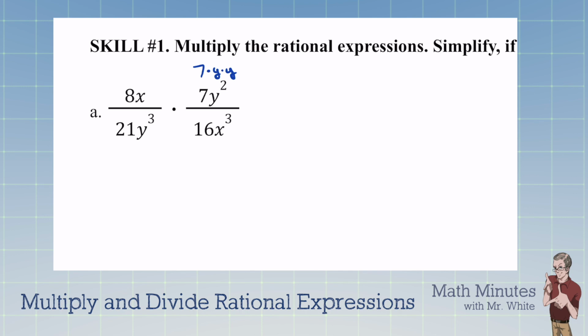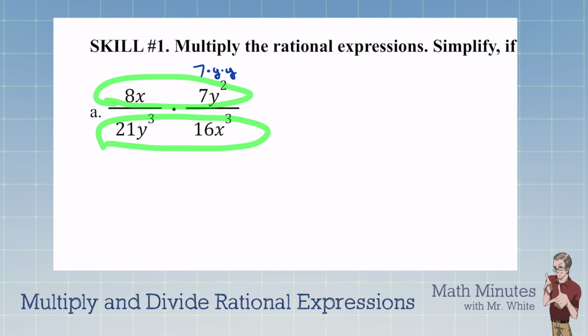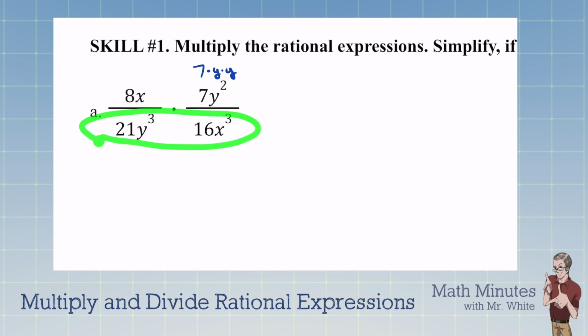The second thing was to cancel. Anything that's on the top that matches a factor that is on the bottom can be canceled. And notice how I did one big circle and one big circle because this is literally one giant fraction. Because we're multiplying, we can cancel anything that's on the top with anything on the bottom. Even this 8 way over here can cancel with the 16 because 8 goes into 16 2 times. So 16 divided by 8 is 2. That's in the denominator. What about the 7 and the 21? 7 goes into 21 3 times. So the 3 ends up in the denominator.